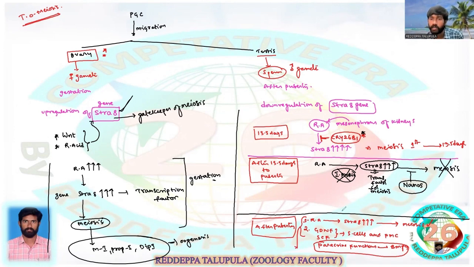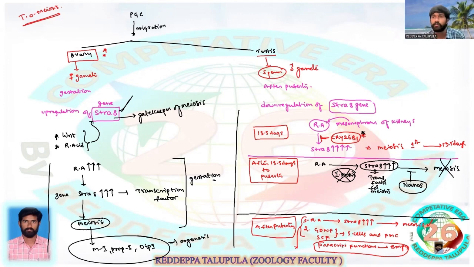That means conversion of retinoic acid into gene STRA8 is not inhibited by the inhibitor protein because of lack of it, and the function of the STRA8, that means initiation of meiosis, is not inhibited by the nanos because it is not present there after puberty. And on the other hand, GDNF, that means glial-derived neurotrophic factor, and stem cell factor, these are the two factors that are secreted by the Sertoli cells and PMC, that means peritubular myoid cells, which have peculiar functions.